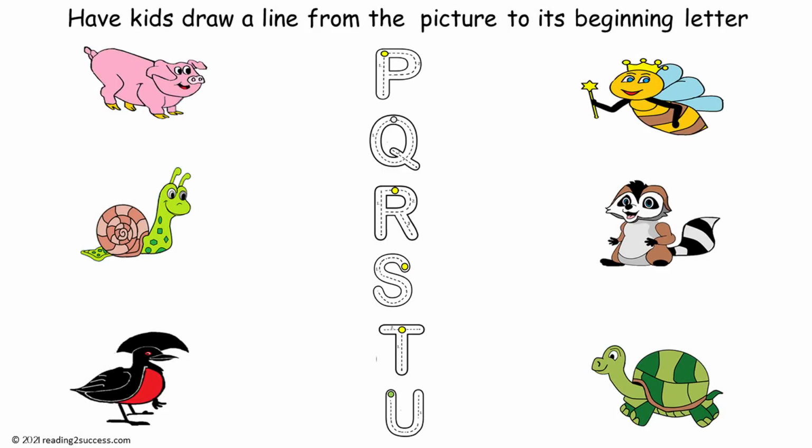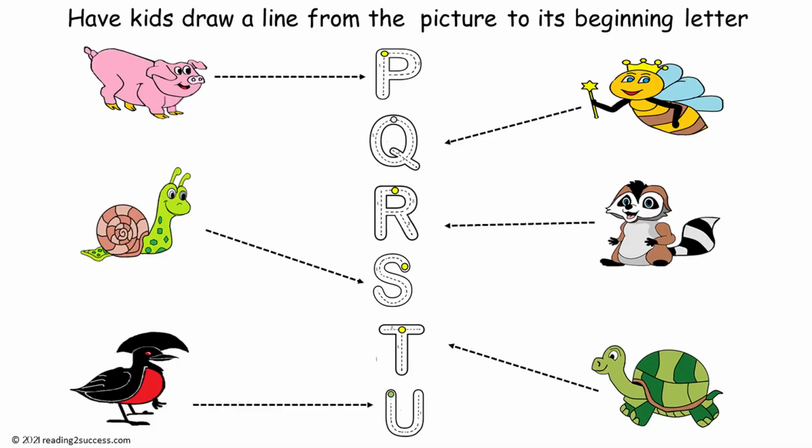Now have kids draw a line from the picture to its beginning letter. P is for pig, Q is for queen bee, R is for raccoon, S is for snail, T is for turtle, and U is for umbrella bird.